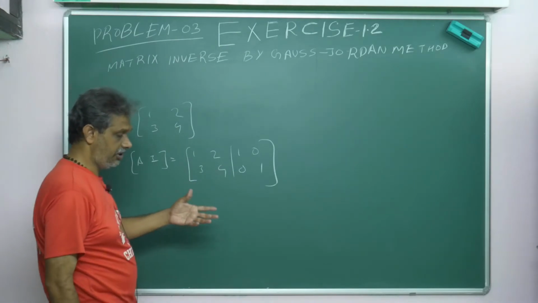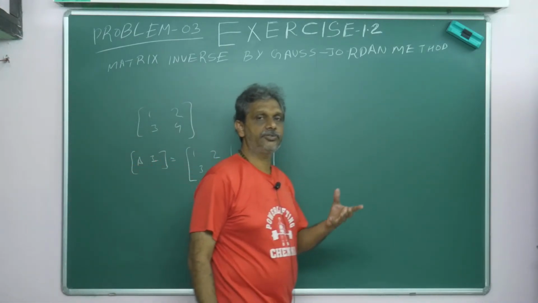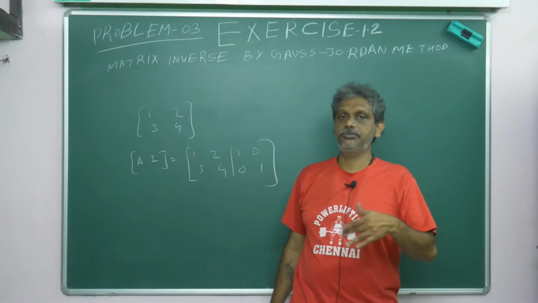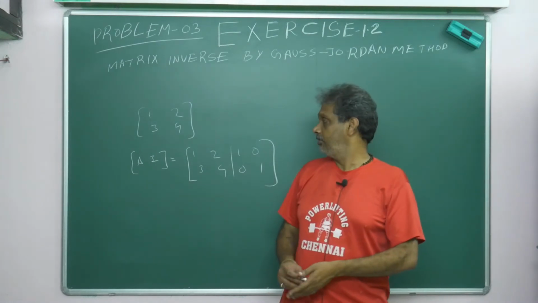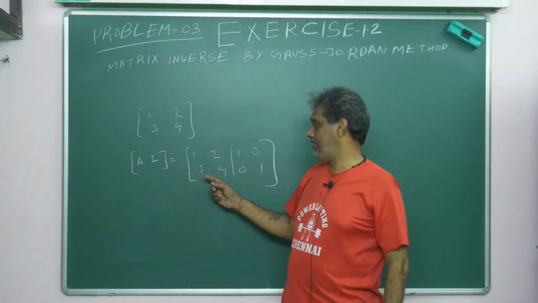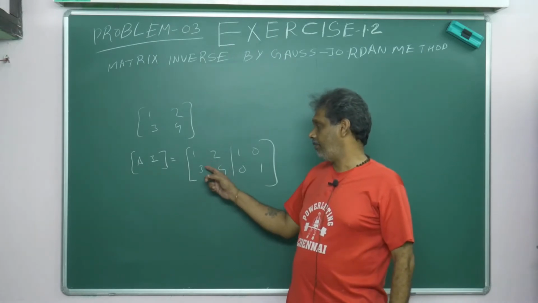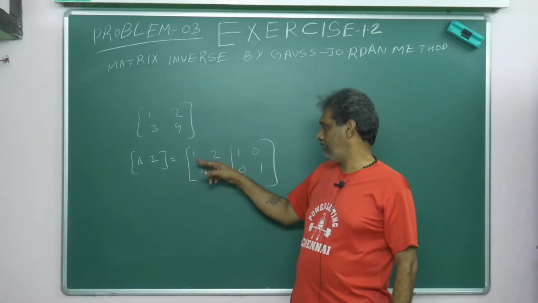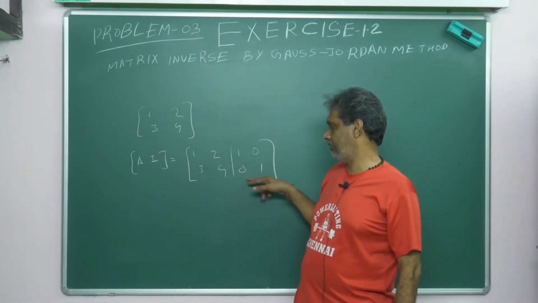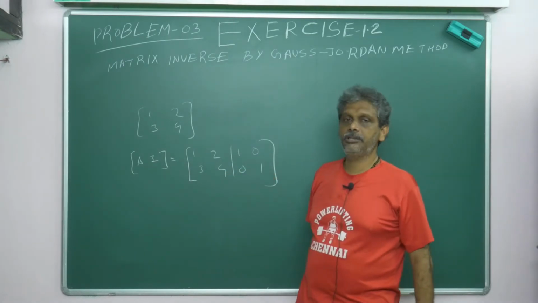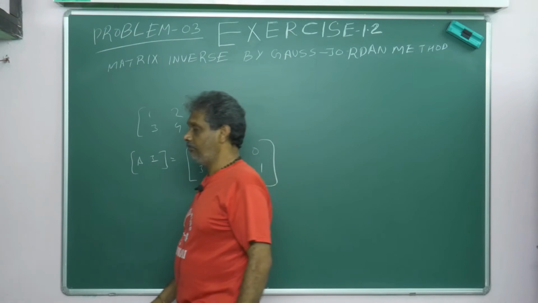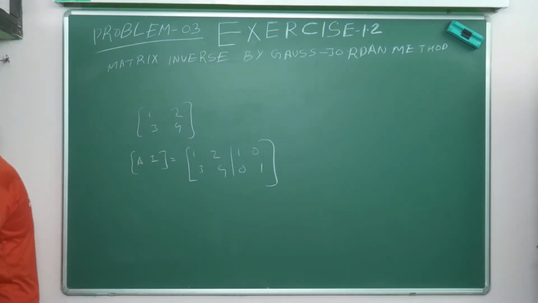Already I told you, if you want to make the first column 0, use the first row; for the second column 0, use the second row; for the third column, the third row. In such a way you can make this an identity matrix. Whatever operations you do, do the same on the other side. Treat all of this as one row, this is the second row, third row, like this. Automatically you will get it. Now we are going to do one problem.